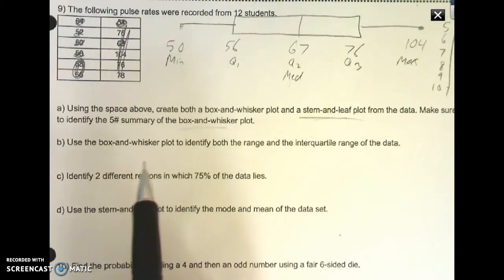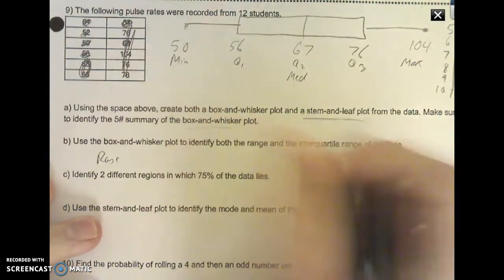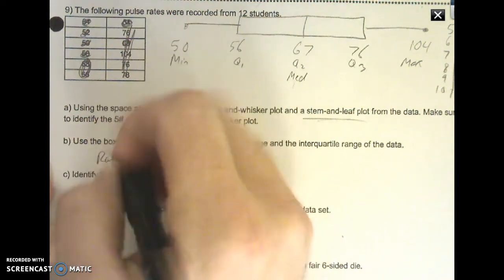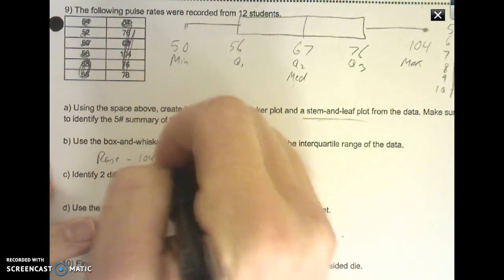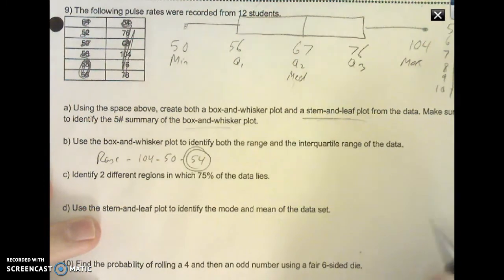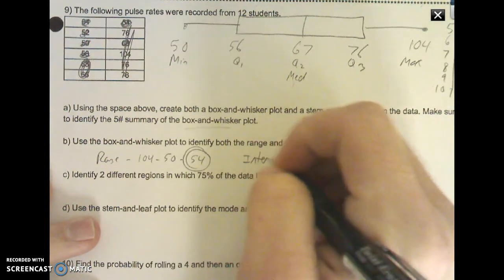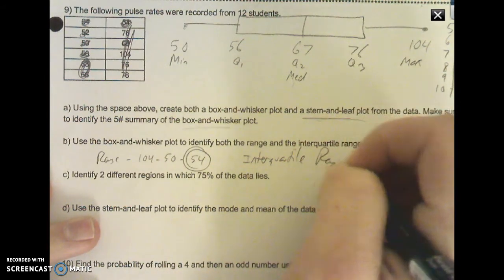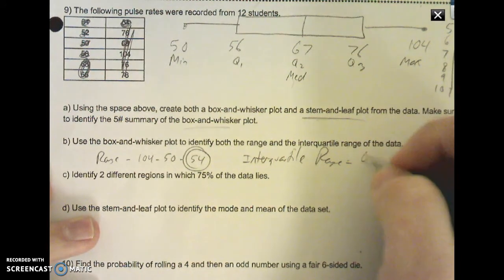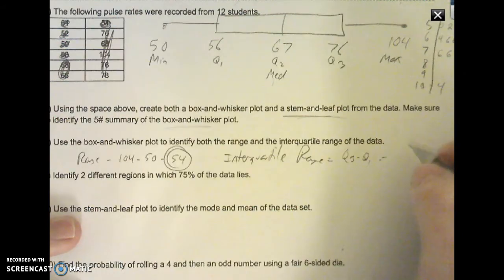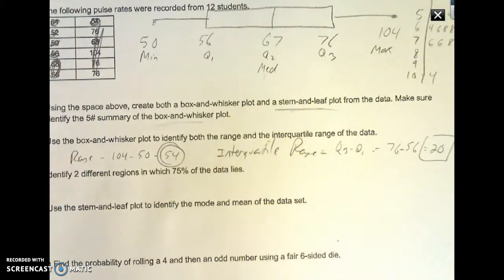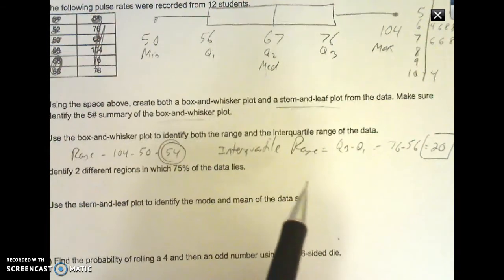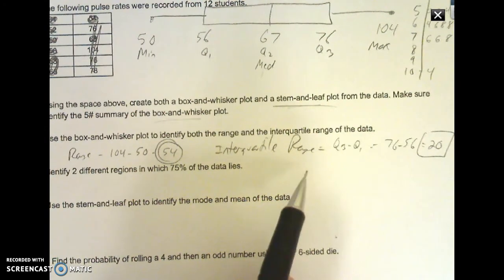Part B. Use the box and whisker plot to identify both the range and interquartile range. Range is highest minus lowest. Okay. So 104 minus 50. 54. Interquartile range is Q3 minus Q1, or 76 minus 56. 20. Okay? Please make sure you're cool with that, because this is a pretty easy problem, and really all it requires you to know is just the difference in vocab. Alright?